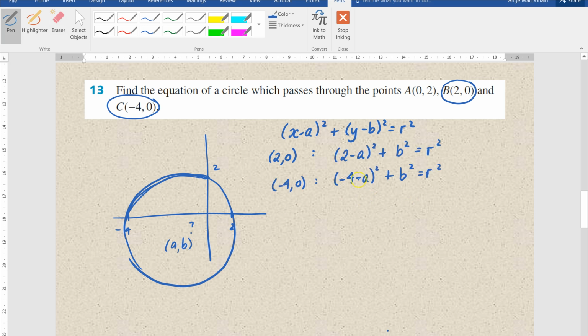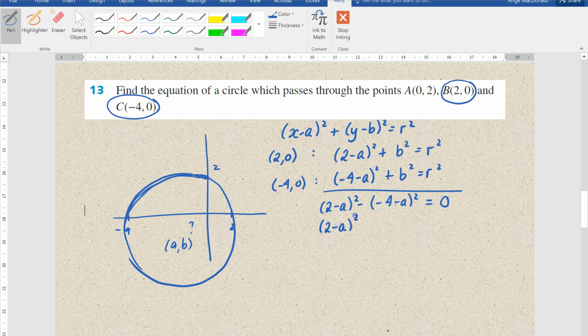So hopefully you've got this, right? The x was 2, the y was 0, so 0 take b is minus b, and minus b squared is just b squared. And then we're left with the r squared. And so what I can do now is, like we did before, subtract these equations from one another. So I'm left with 2 minus a squared minus 4 take a squared. b squared take b squared is no b squared. And r squared take r squared is no r squared. So that's gone. And we can then do what we did before.